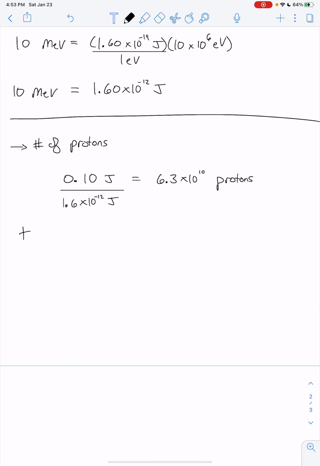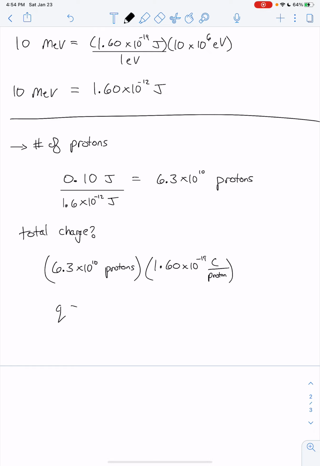Okay, and we say, well, total charge. Well, that's 6.3 times 10 to the 10 protons times 1.6 times 10 to the negative 19 coulombs per proton. And we get a total charge value of 10 nanocoulombs.